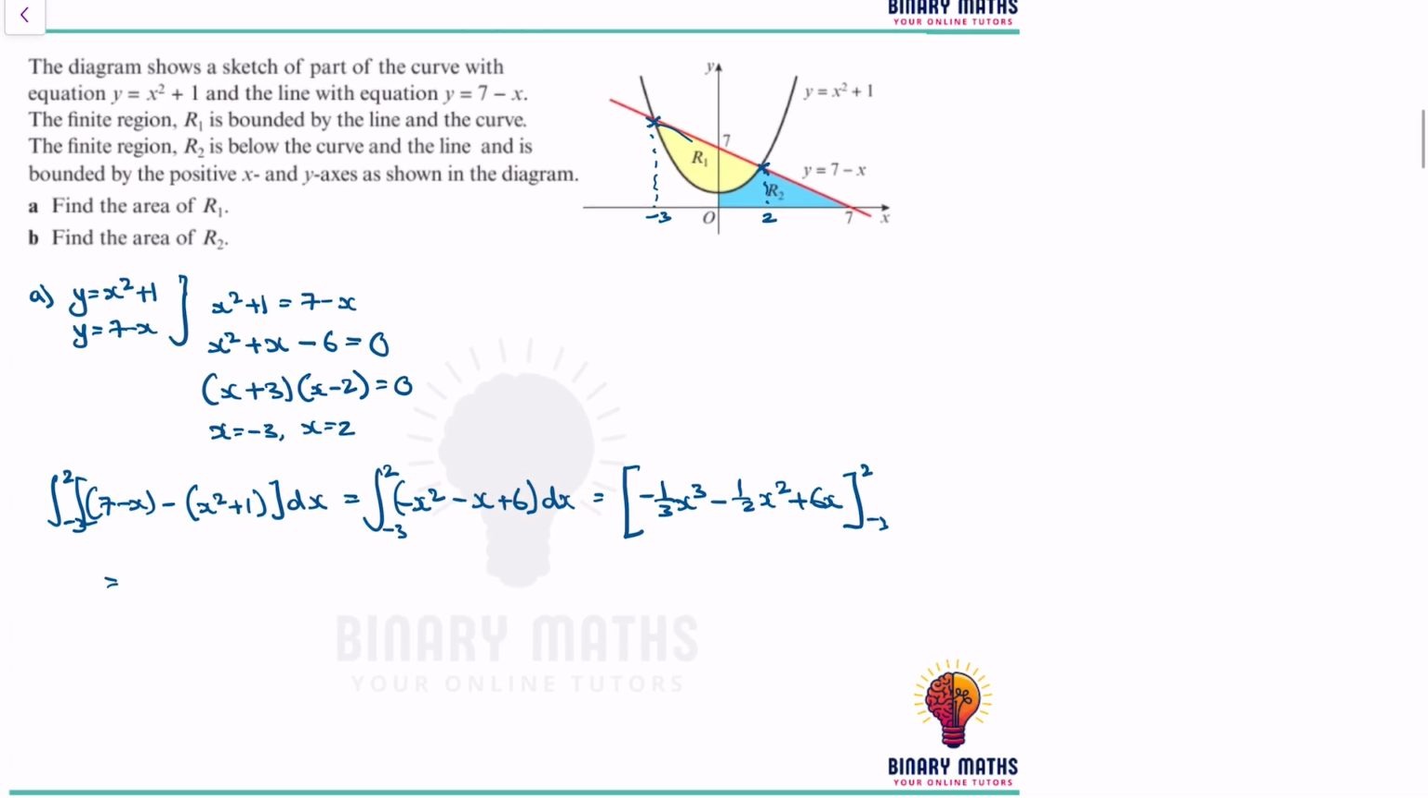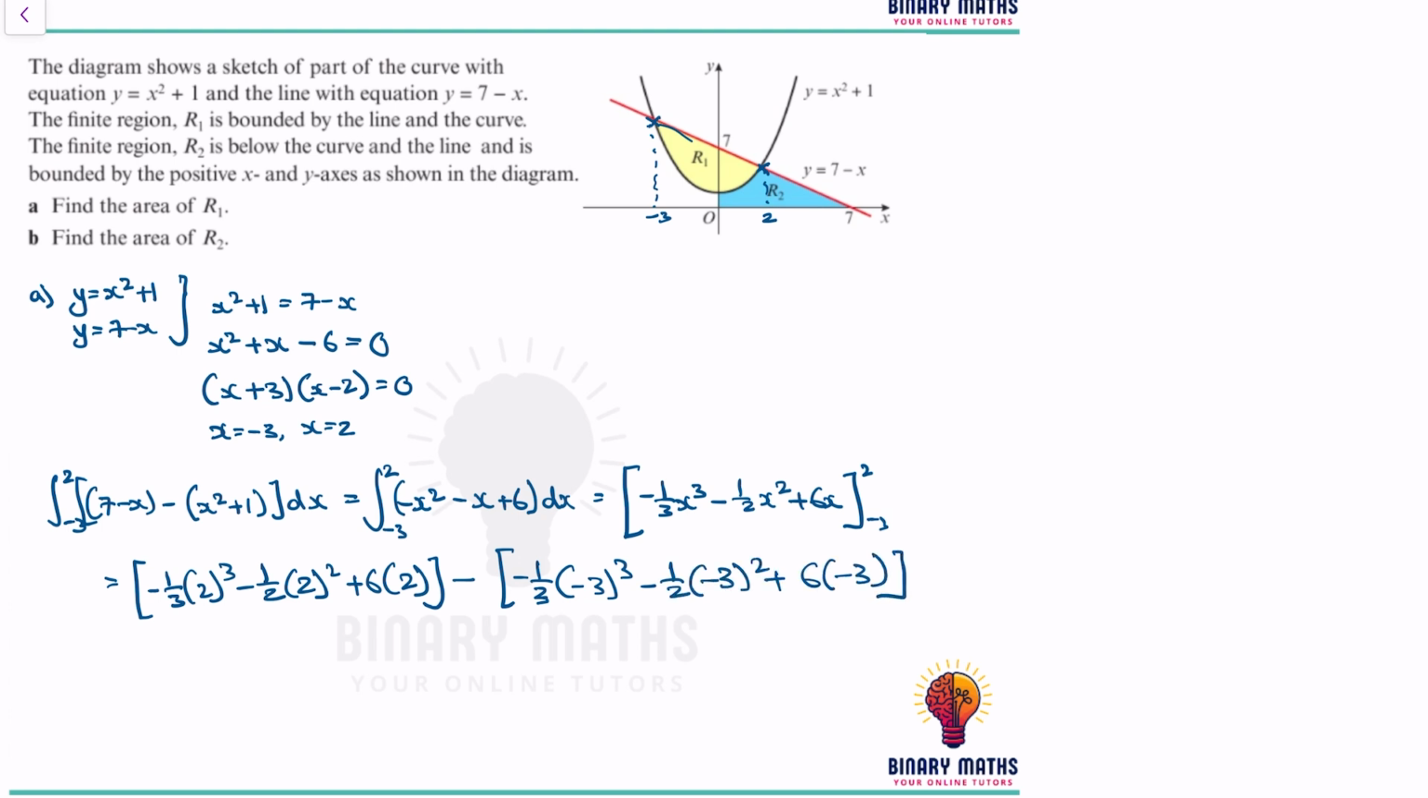Okay, so I need to first substitute in minus a third times 2 cubed minus a half times 2 squared plus 6 times 2. Take away minus a third times minus 3 cubed minus a half times minus 3 squared plus 6 times minus 3. The first bracket gives me 22 over 3. Take away the second bracket, which gives me negative 27 over 2. And when I simplify this, I get 125 over 6. So that's part A done.